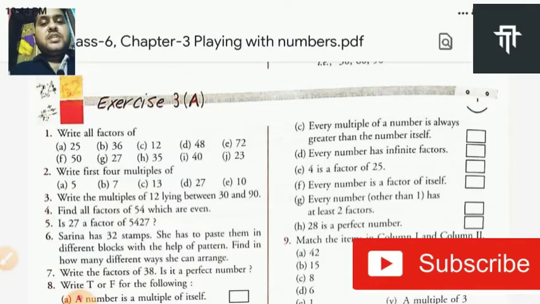So the first question is, write all factors of 25, 36, 12, 48, 72, 50, 27, 35, 40 and 23. These are the numbers that we have, and we need to find out all the factors of these numbers. So we know how we can find the factors of any number. Factors are all the numbers which completely divide the given number.